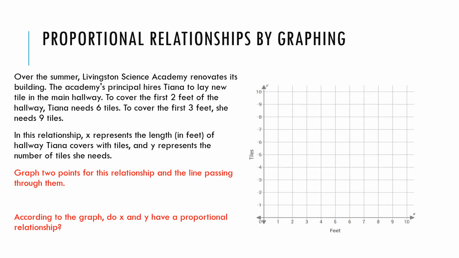she needs. Graph 2 points for this relationship and the line passing through them. So we know that she needs 2 feet and 6 tiles, and 3 feet, she needs 9 tiles. So let's graph those points.